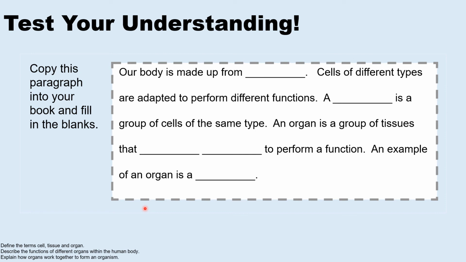So let's go through the answers. Our body is made up from cells. Cells of different types are adapted to perform different functions. A tissue is a group of cells of the same type. An organ is a group of tissues that work together to perform a function. An example of an organ is a heart. So if you didn't get those answers or you did, tick them off with a different coloured pen, and that will help you later on when you come back to revise.